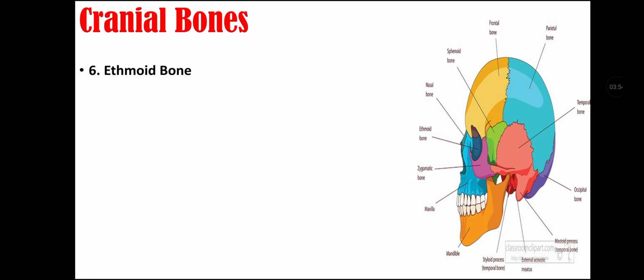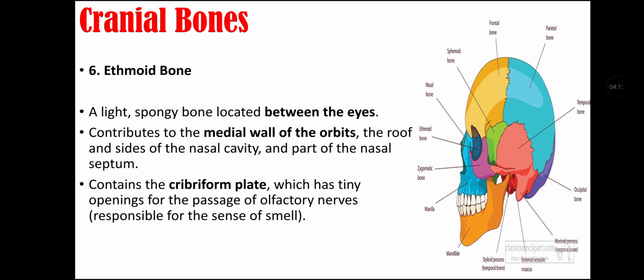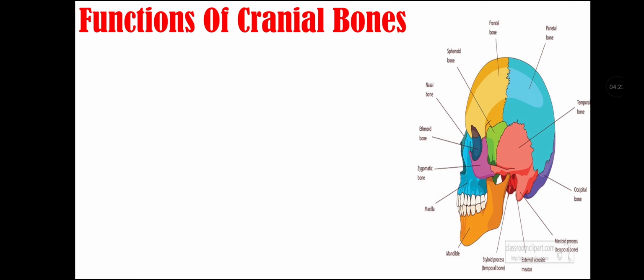Next cranial bone we have is ethmoid bone, that is unpaired bone. That means there is one ethmoid bone in every skull. It is a light spongy bone that is located between the eyes. It contributes to the medial wall of orbits, the roof of and sides of the nasal cavities and part of nasal septum. It contains cribriform plate, which is tiny opening for the passage of olfactory nerve that is responsible for sense of smell. It houses the ethmoidal air cells, which are small sinuses.